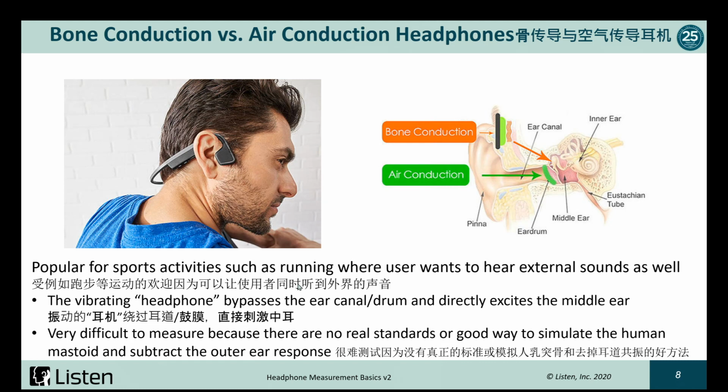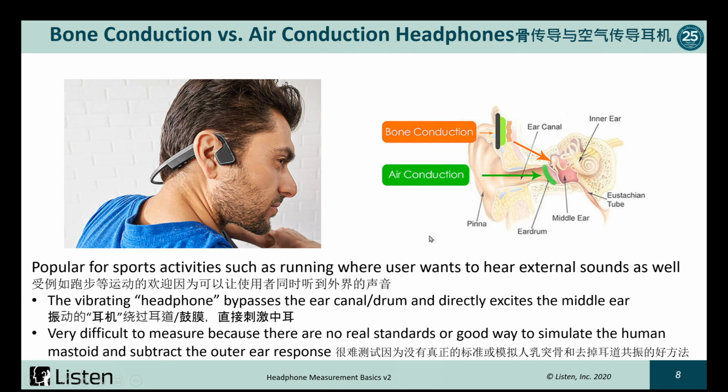Basically, these bone conducting headphones bypass the ear canal and the drum and directly excite the middle ear. You can see in the diagram up here that we're not actually exciting the eardrum, but we're using bone conduction to go directly to the middle ear. And that's both good and bad.